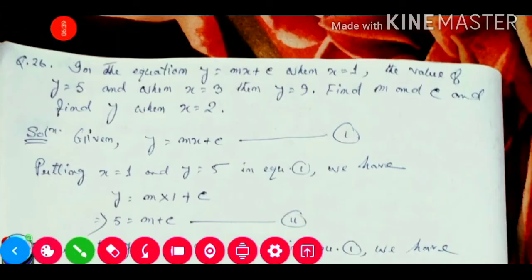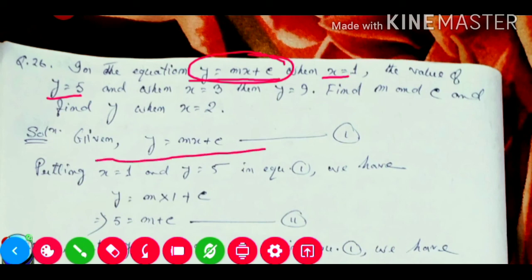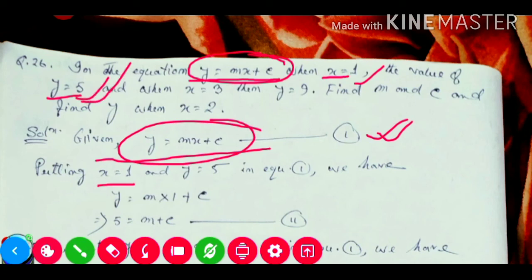Question number 26. It is the last sum in this exercise. Here the equation is already given, no need to make an equation: y is equal to mx plus c. When x is equal to 1, the value of y is equal to 5. This is our first condition. So given y is equal to mx plus c, we will consider this as equation number 1. Now we will put in this equation x value 1 and y value 5.